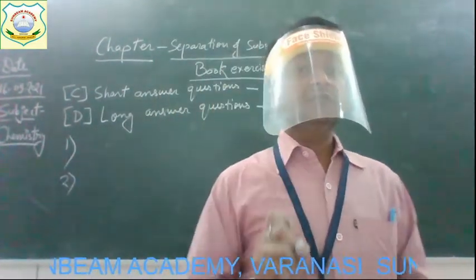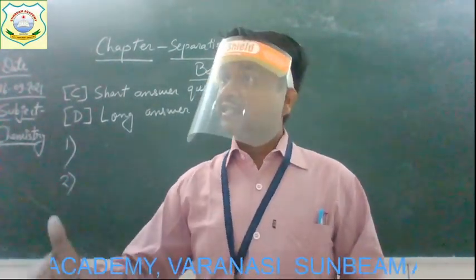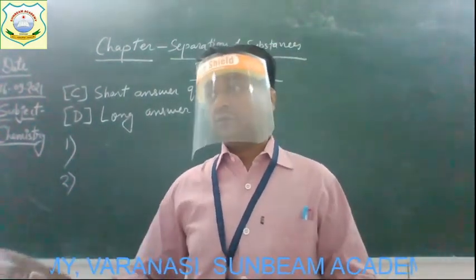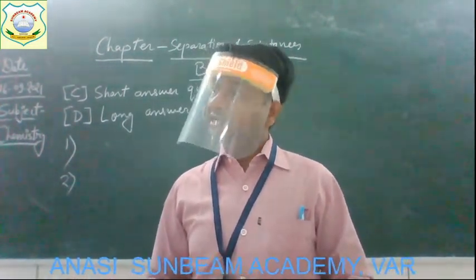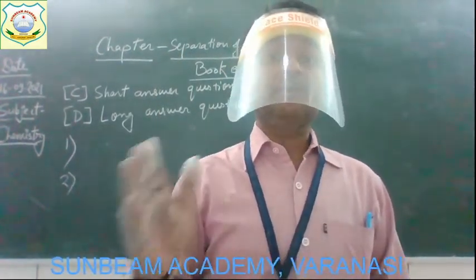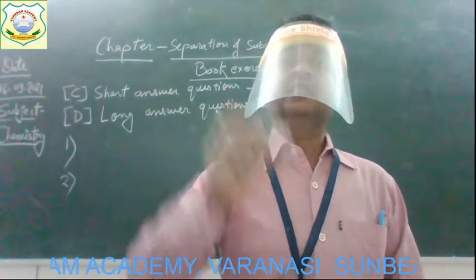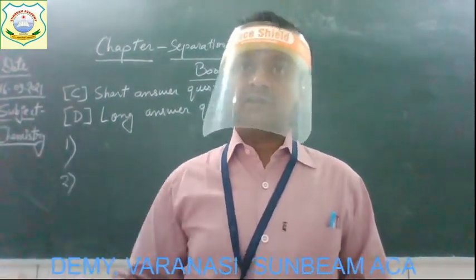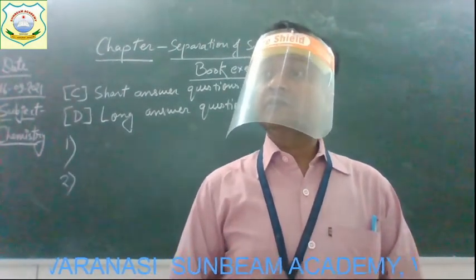The second property is that they retain their individual properties. Whatever substances are present in the mixture, they all have their own properties. The properties remain the same; they are not going to finish. And the third one is that the constituents can be separated by simple methods, either by hand picking, or by using a magnet, or by winnowing, like that. So these are the properties of a mixture.